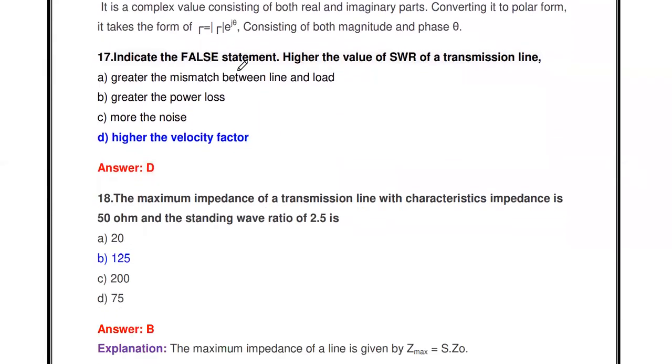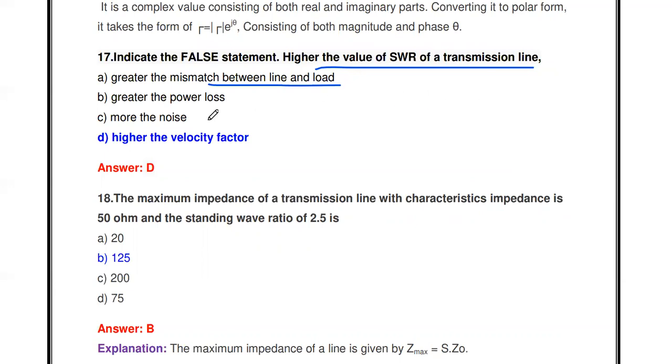Then the next one: indicate the false statement. Higher the value of SWR of a transmission line, dash. If the SWR value is high, which statement is wrong? Greater the mismatch. Yes, if the SWR, standing wave ratio, is very high, it means the mismatch between the load and the line is greater.